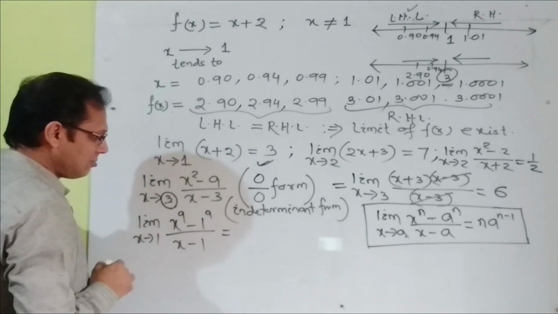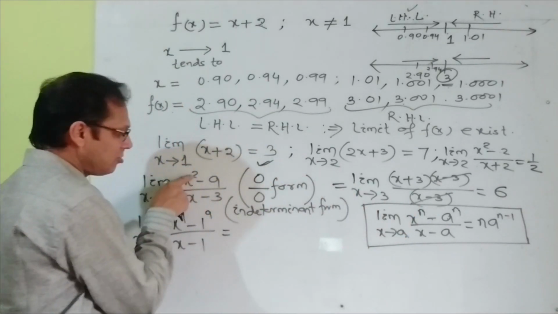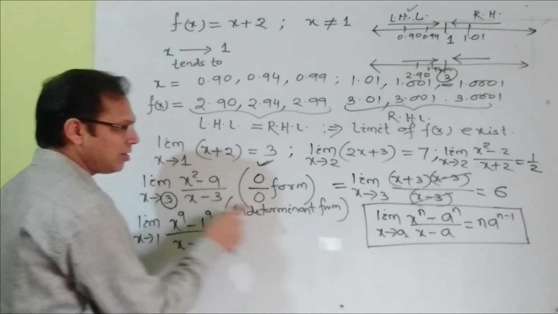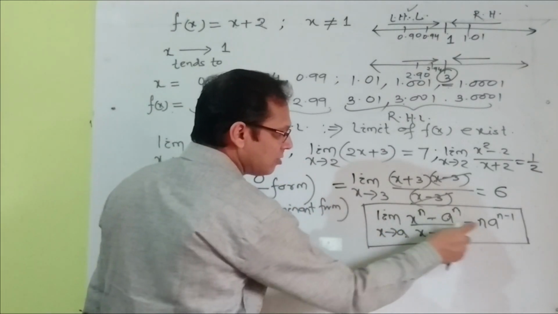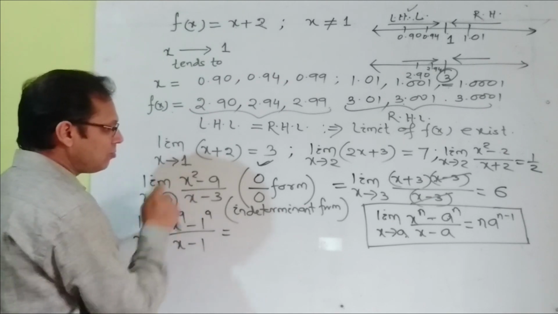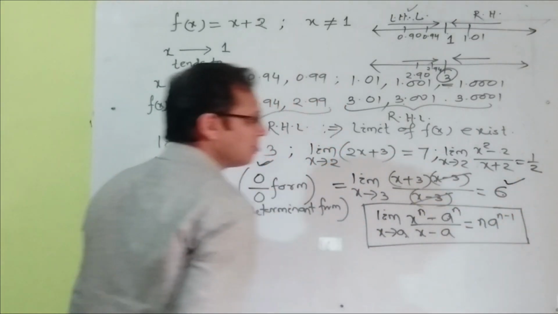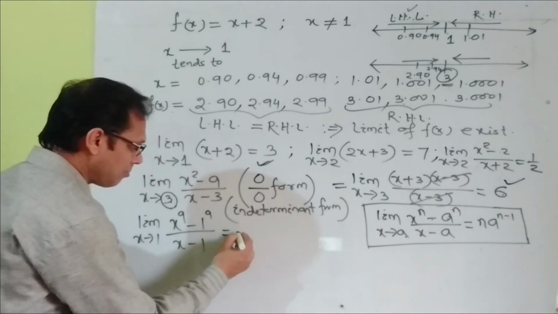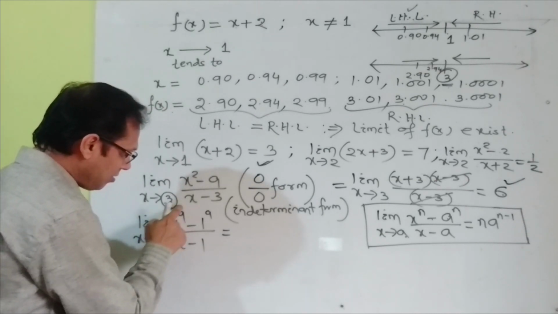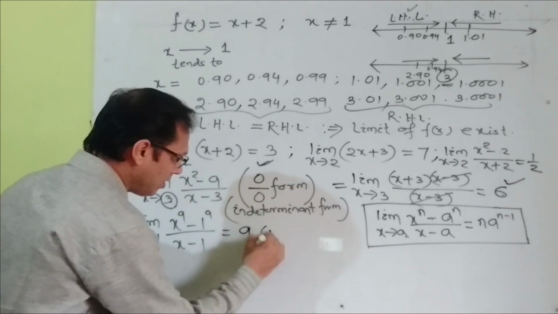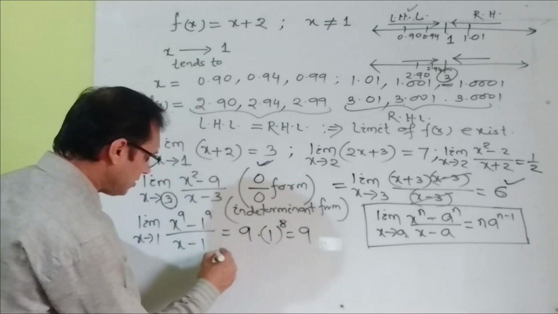Here x tends to 3, so a is equal to 3. x square, x to the power 2, means n is equal to 2 and a is equal to 3. The formula is n a to the power n minus 1, so n is 2 into a to the power, a is 3, 3 to the power 2 minus 1. That means 2 into 3, which is your answer, 6. Similarly, using the formula here, a is equal to 1, n is equal to 9, so 9 into 1 to the power 9 minus 1, that is 8, so simply 9.